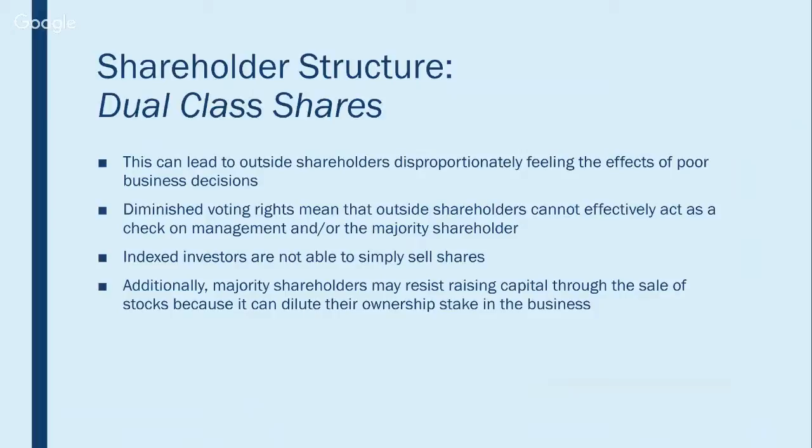However, the reverse of that argument is that it can sometimes lead to outside shareholders disproportionately feeling the effects of poor business decisions. Diminished voting rights also mean that outside shareholders cannot effectively act as a check on management or the majority shareholder. Index shareholders also have a hard time simply selling their shares, and so that raises concerns for them. And additionally, majority shareholders can resist raising capital through the sale of stocks because it will dilute their ownership stake in the business. And that's of concern for minority shareholders.